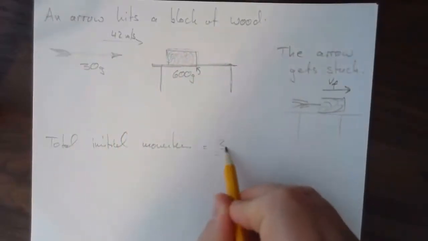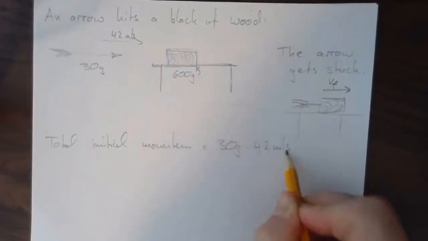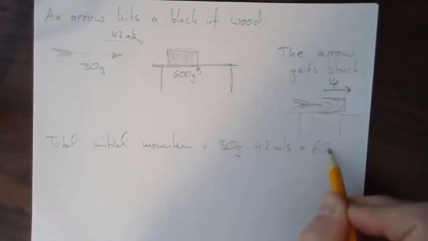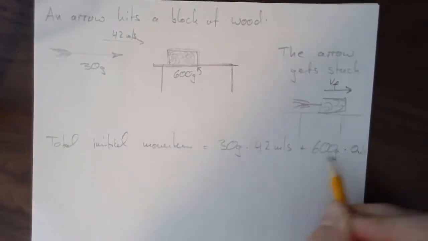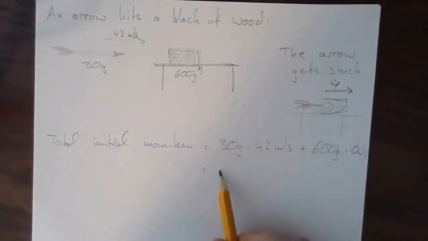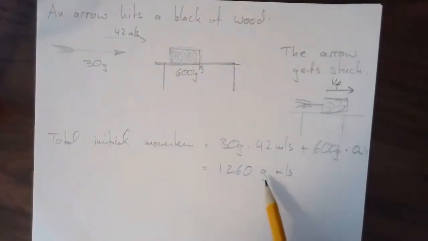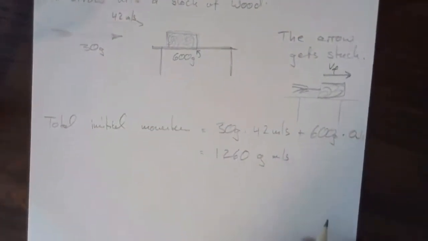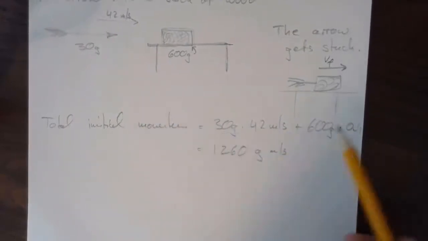So initial momentum is going to be 30 grams times 42 meters per second plus 600 grams times 0 meters per second. So this one just drops out, doesn't do anything, and that leaves me with 1,260 gram meters per second, or 1.26 kilogram meters per second. Okay, total initial momentum, we worked it out.